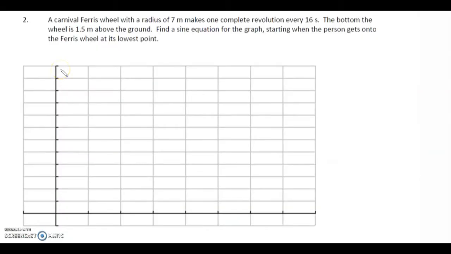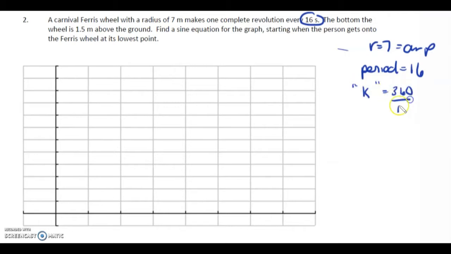Number 2, a carnival Ferris wheel with a radius of 7. So the radius is 7, which is the amplitude. It makes one complete revolution every 16 seconds. So the period is 16, which makes the K value in the equation 360 divided by 16, which I believe we found out was 22.5.